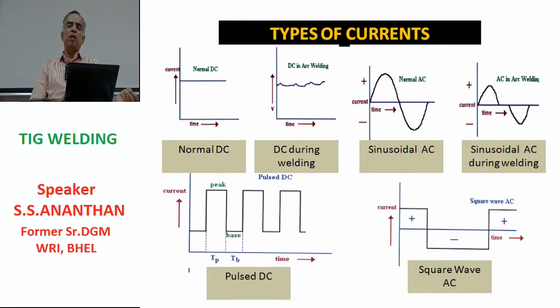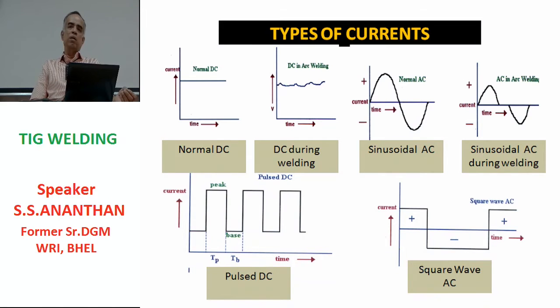Coming to the alternating current, the most common power supply which is obtained is the sinusoidal alternating current, which is coming in any power system. But in our welding, you can see the alternating current is of sinusoidal nature, but there is a break in the positive and negative half cycles.